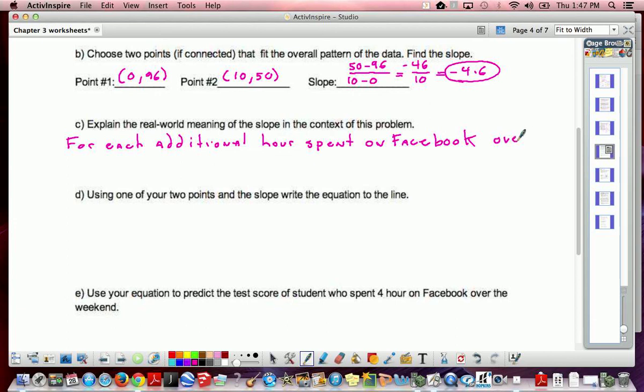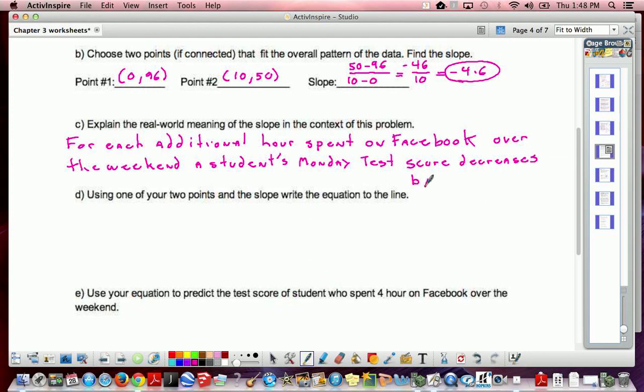Over the weekend, a student's Monday test score decreases by 4.6 points.